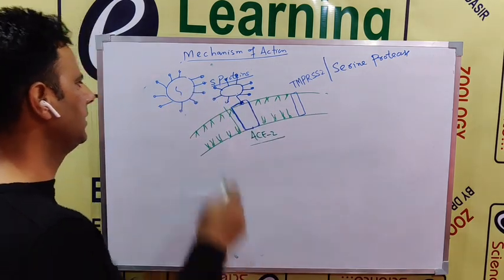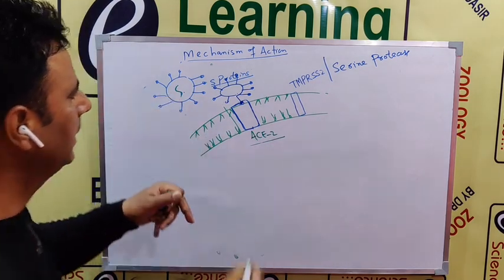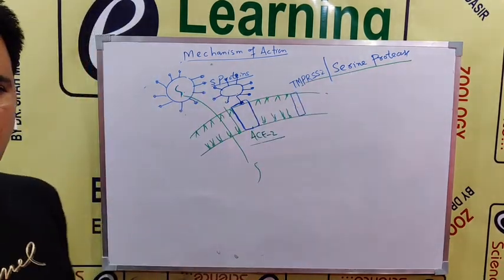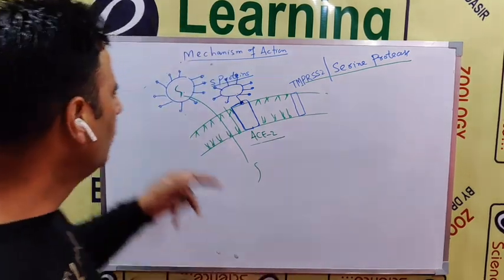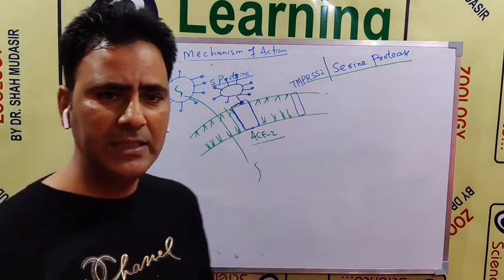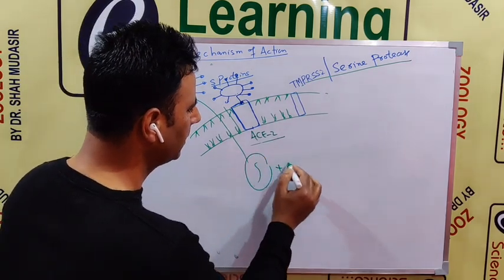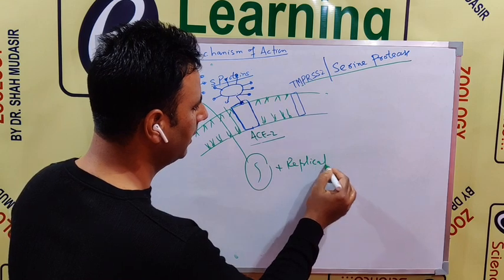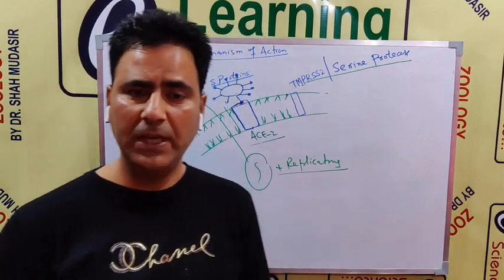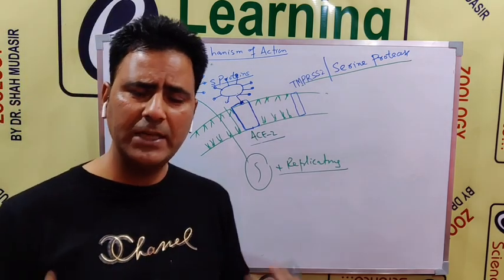By way of this, it will internalize. Suppose this is the genetic material of coronavirus, which we consider as RNA. This activation of serine protease will facilitate the movement of this positive sense RNA into the cell. So what is going to happen inside the cell? The RNA will start replicating. There will be viral replication, and a number of viruses will be formed.